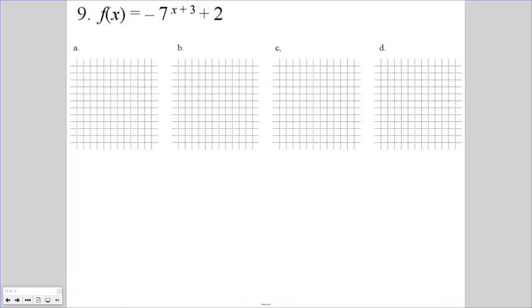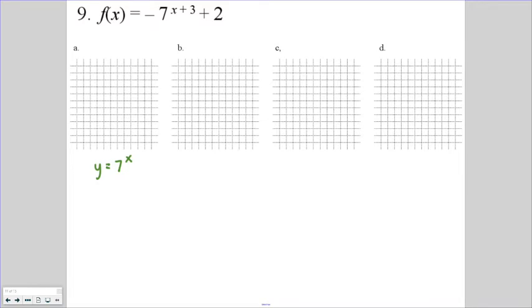Now remember that we go in order of stretches, flips, and shifts. If we follow that order, then we will get the correct graph at the very end, but the order matters here. So we'll start by graphing the parent function. In this case, it's just 7 to the power of x. Our base here is 7. It's whatever number is being raised to the power of x. And so our standard function is 7 to the power of x.